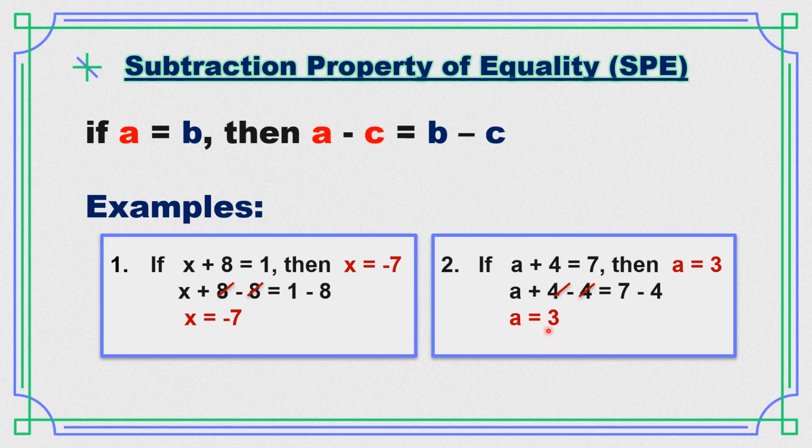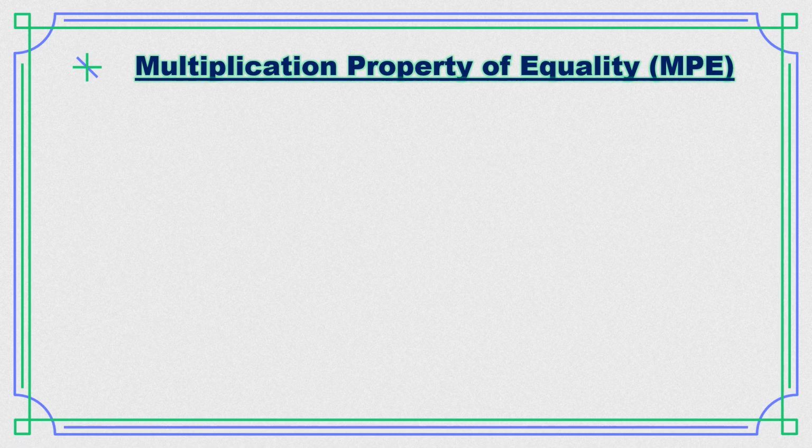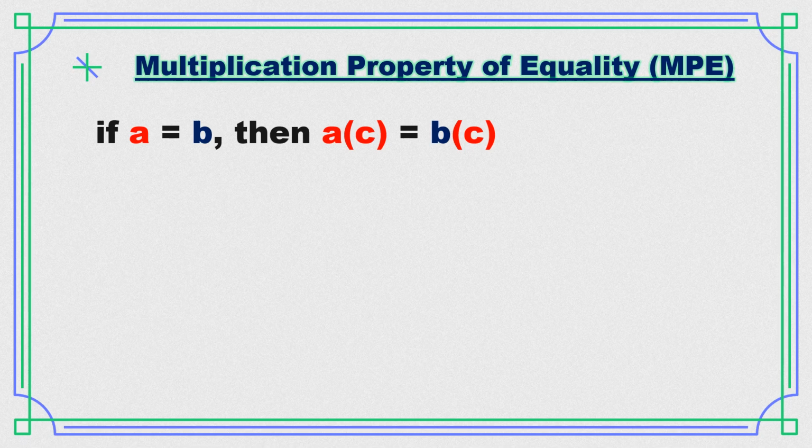7 minus 4, 3. So the third property of equality is multiplication property of equality or MPE. Kapag multiplication property of equality, ito naman ay if A is equals to B, then A times C is equals to B times C. Okay, magmumultiply naman tayo. Kanina sa addition, nag-add tayo kay A. Kung anong dinagdag mo kay A, dapat idagdag mo din kay B. Sa subtraction, kung ano ang sinubtract mo kay A, dapat isusubtract mo din kay B. Sa multiplication naman, kung anong i-multiply mo kay A, dapat i-multiply mo din kay B. So, ito po yung example.